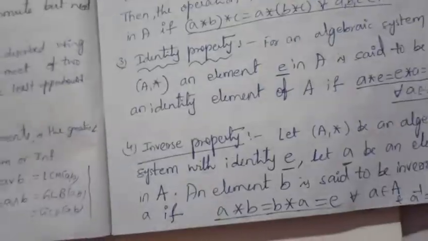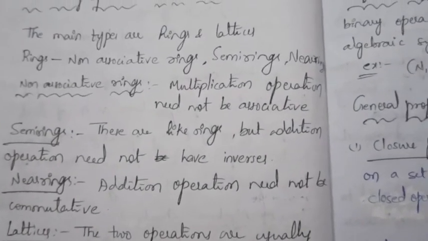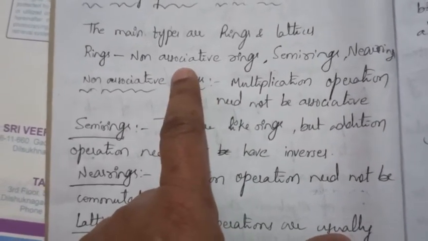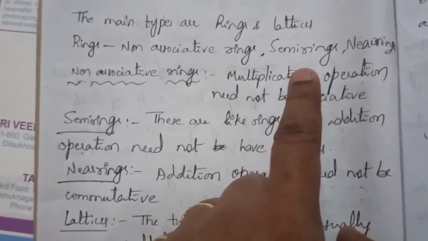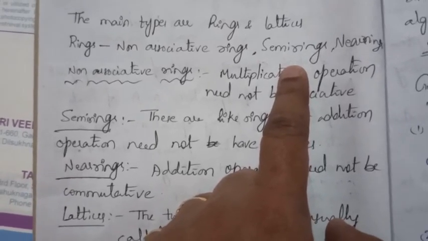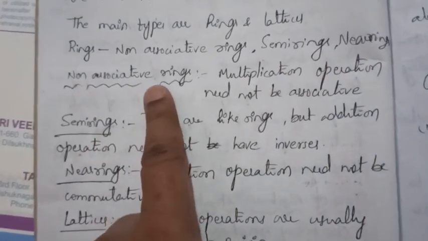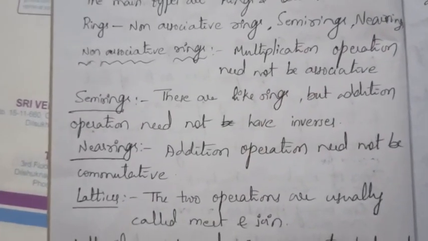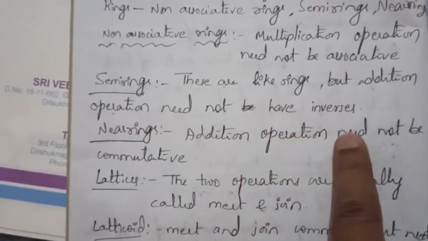And while coming to two operations on one set, the best example is ring. Non-associative ring means that it does not satisfy the associative operation. Semi-ring means only closure and associative properties hold for the product operation. And near-rings also. Non-associative rings: the multiplication operation need not be associative. Already I said semi-ring means these are like rings, but the addition operation need not have inverses.